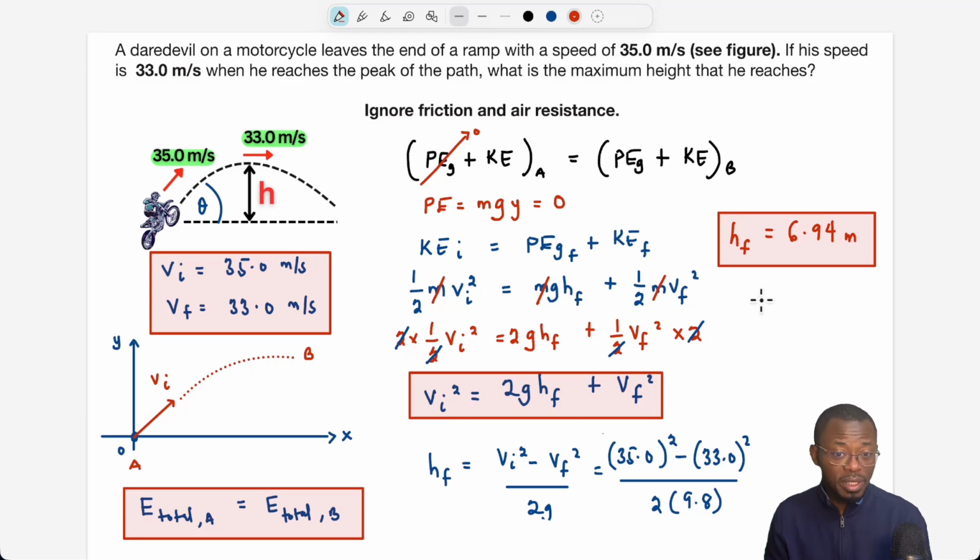However, the key point here to note is that part of the energy is used in giving this motorcyclist that height. And you can only see that using the conservation of mechanical energy. This is my approach to solving this problem.